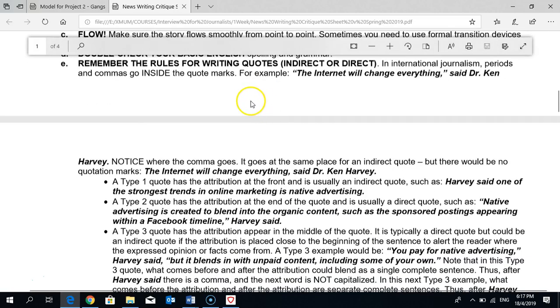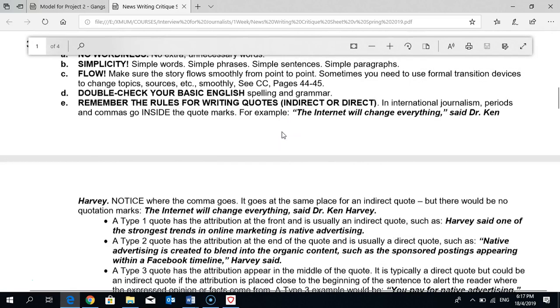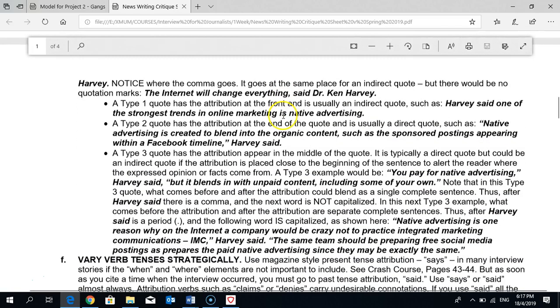Okay, here's an important one, because this is an interviewing class. I told you I want somewhere around 40% direct quotes. So how do you use the direct quotes? Here are some examples. Again, I borrowed this from another textbook: Type 1, Type 2, and Type 3 quotes. Type 1, example here: Harvey said, "One of the strongest trends in online marketing is native advertising." The type refers to where the attribution is. So in type 1, the attribution is at the start: "Harvey said."